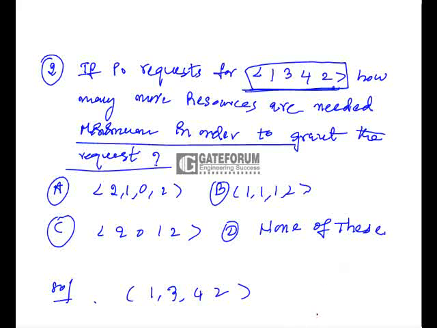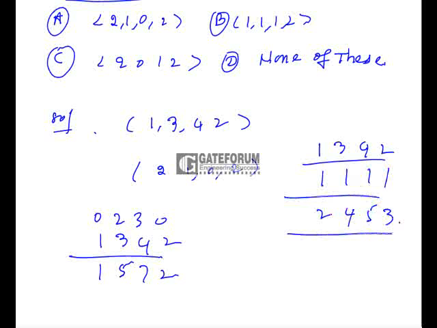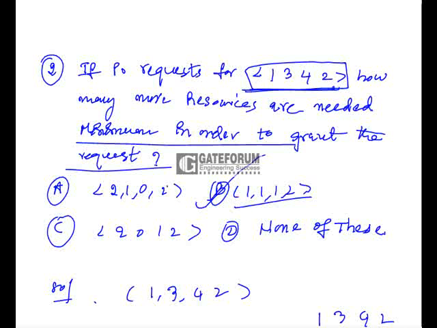For example, these are allocated, and the need will become 1 3 4 2. Then 1 1 1 1 are added, so 2 4 5 3 resources are available. You have to see that the need of all other processes is less. So for this minimum, the need of all other processes is less, so 1 1 1 2 we can assign. That is the minimum number of resources required. So B is the right answer here.